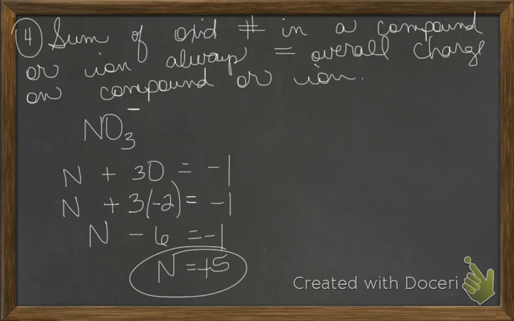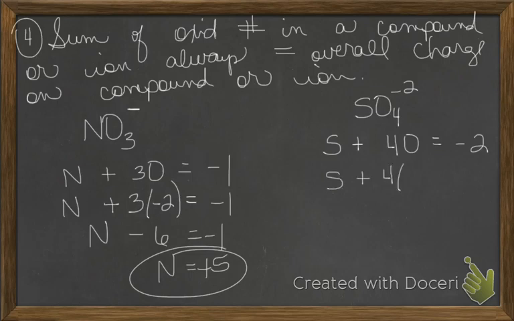Let me work one more example of polyatomic ion. This time let's do sulfate. I want you to pause the video and solve for the oxidation number of sulfur in sulfate. Sulfur plus 4 oxygens is equal to -2. It's S and O. I have 2 variables. I have to know one. We know the oxygen. S is equal to +6.